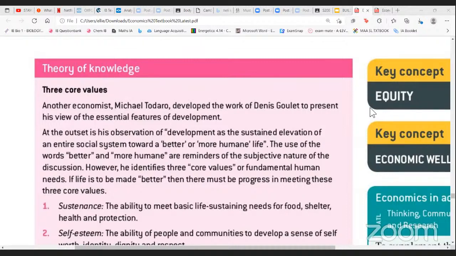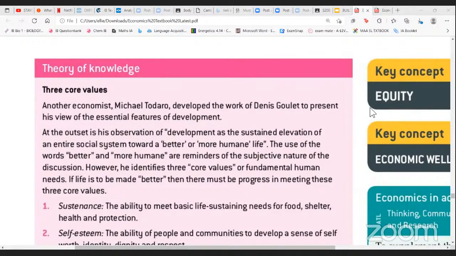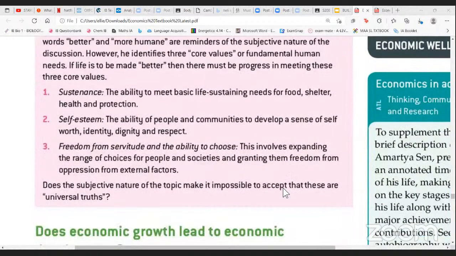First, sustenance, the ability to meet basic life-sustaining needs for food, shelter, health, and protection. Second, self-esteem, the ability of people and communities to develop a sense of self-worth, identity, dignity, and respect. Third, freedom from servitude and the ability to choose. This involves expanding the range of choices for people and societies and granting them freedom from oppression from external factors. The subjective nature of the topic makes it impossible to accept that these are universal truths.